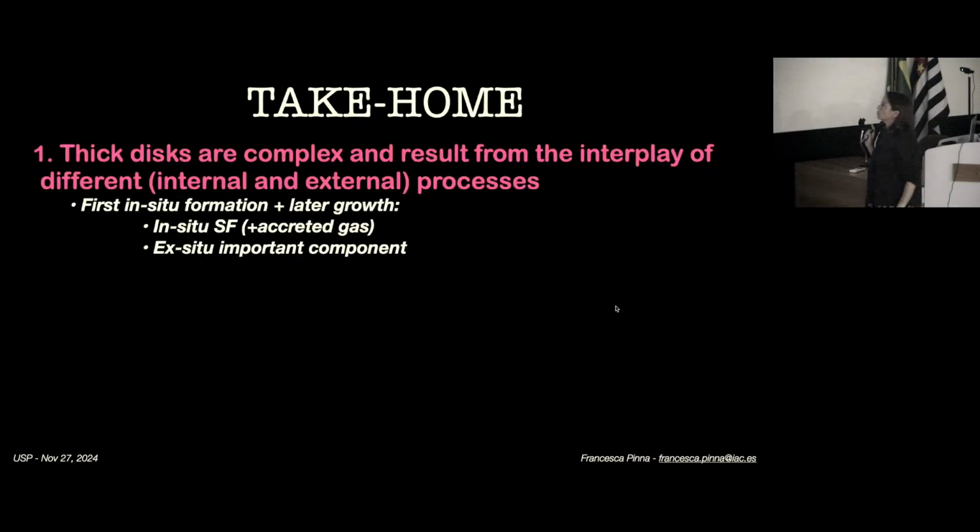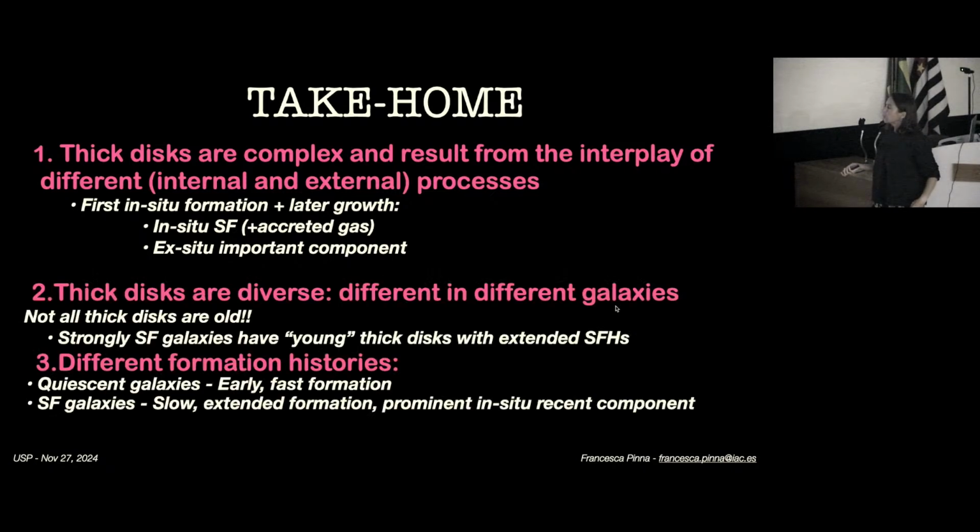This is all I wanted to show you. My take-home messages are mostly that thick disks are a complex structure that results from the combination of different processes that can be in situ and ex situ. We probably have, in all cases, a first primordial thick disk which is formed in situ, but then we have ex situ components that are more or less important depending on the galaxy, and accretion of gas, which could be very important especially in some types of galaxies.